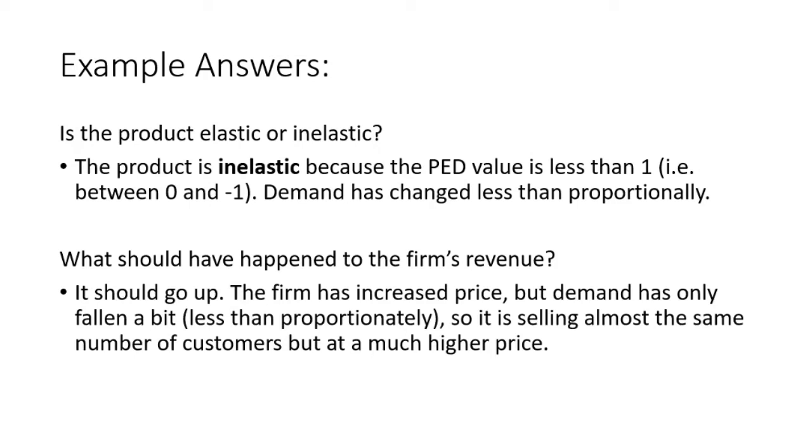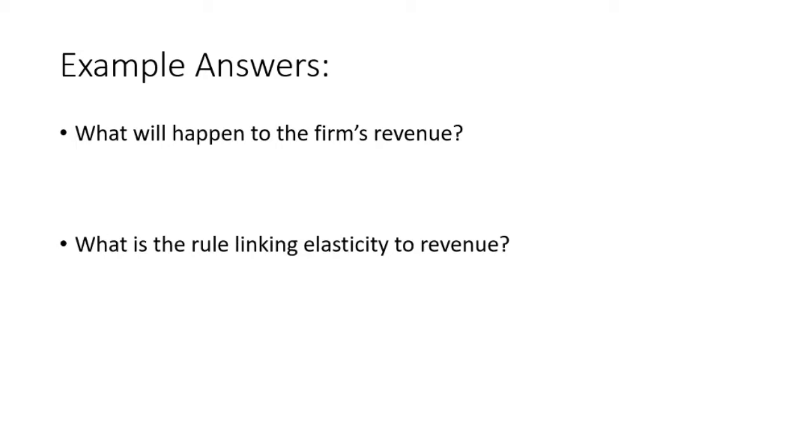Now, what should have happened to the firm's revenue? We should expect this to go up. The firm has increased price, but demand has only fallen a little bit, which is to say less than proportionally. So it is selling to almost the same number of customers, but each customer gets charged a higher price, and therefore we would expect proportionally fewer customers but a more than proportionally higher price, which will mean an increase in our revenue.